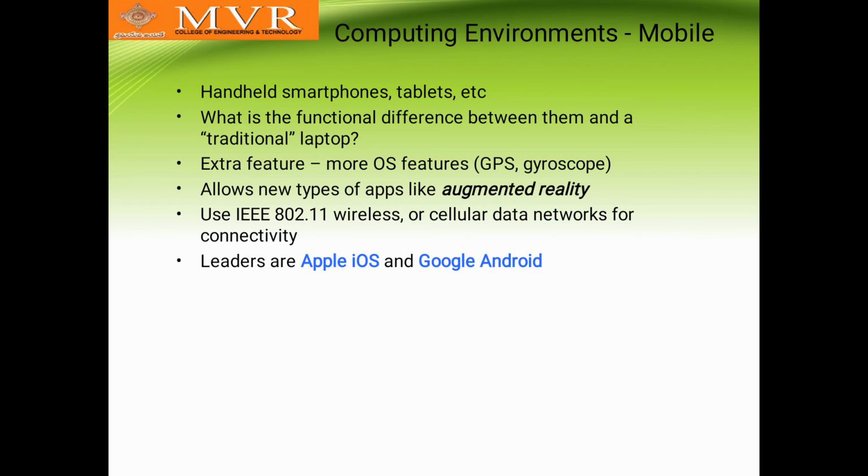Computing environment in mobile. Mobile devices are very portable and handheld: smartphones, tablets, etc. Whatever the functional difference between them and a traditional laptop, they have extra features and more OS features, and GPS and gyroscope are used. These allow new types of apps like augmented reality. IEEE 802.11 wireless or cellular data networks are used for connectivity. Leaders are Apple iOS and Google Android.